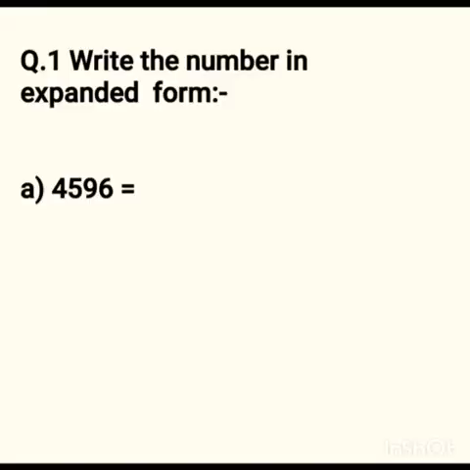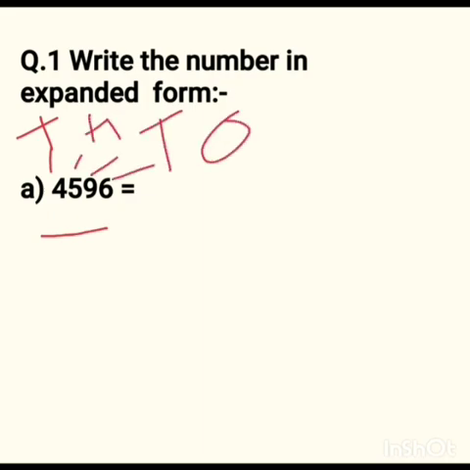The first question is, write the number in expanded form. So first we see the places of all the digits, right? The 4 in thousands place, 5 in hundreds place, 9 in tens place, and 6 in ones place, right? So the place value of 4 is 4000. The place value of 5 is 500. The place value of 9 is 90, and the place value of 6 is 6.